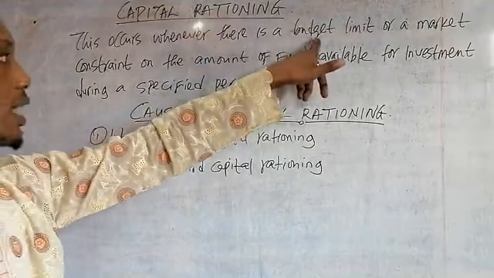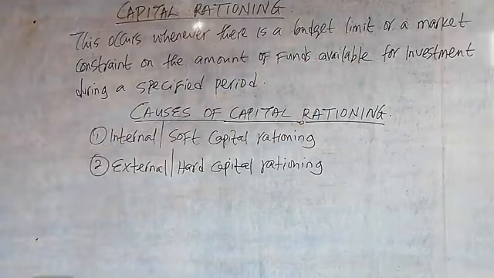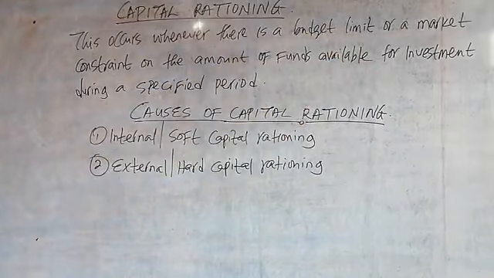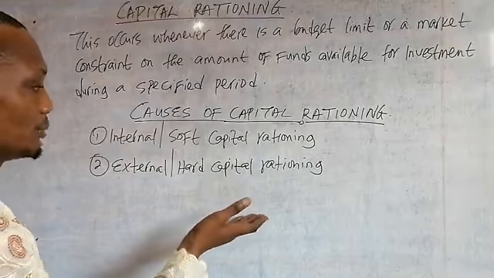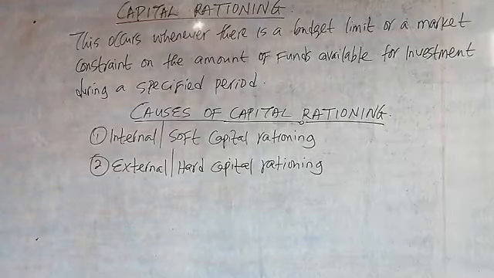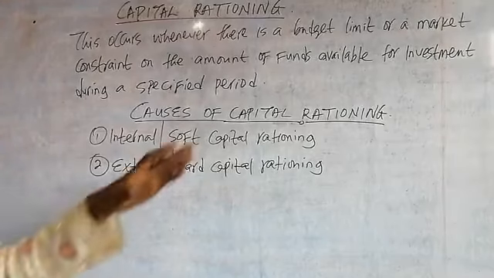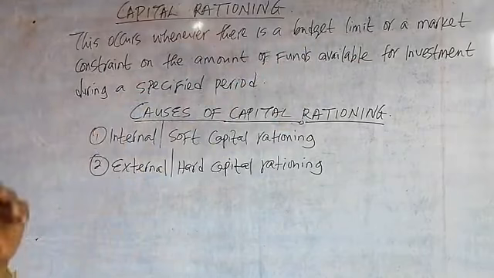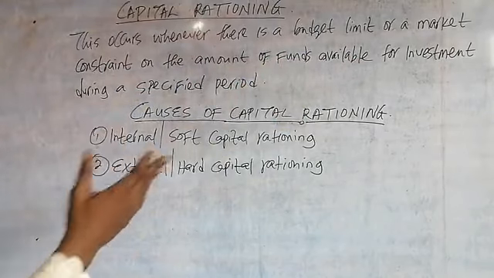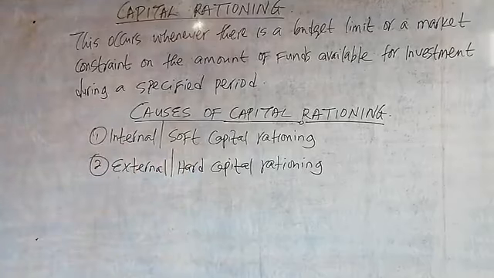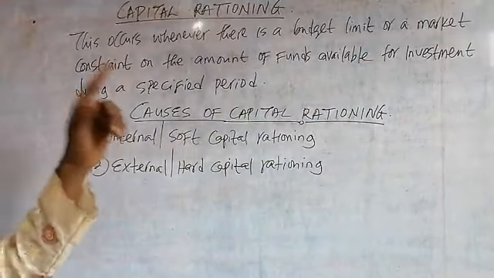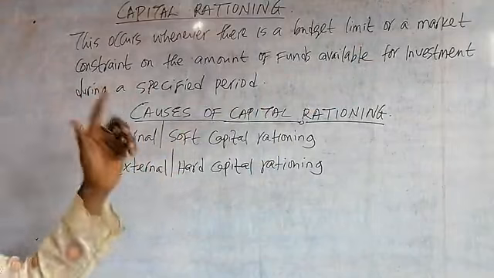So when looking at a budget limit, it is an internal factor. It is the management of the organization that does what? To prepare the budget, the finance manager that prepares the budget of the organization. So by that, this can be viewed as an internal factor, while the market constraint can be viewed as the external factor affecting investment on projects. Wherever there is a budget limit or a market constraint on the amount of funds available for investment during the specified period.